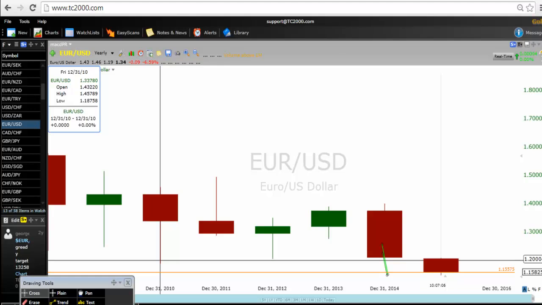12000, okay? That's a very, very important level. Now the euro went below that level. The euro USD at this point in time is oversold.